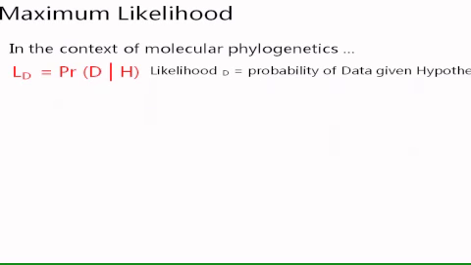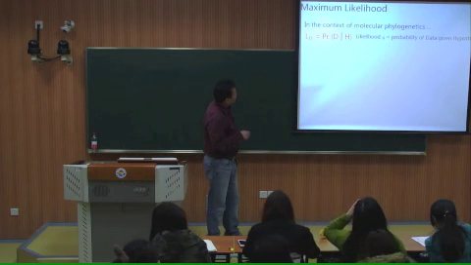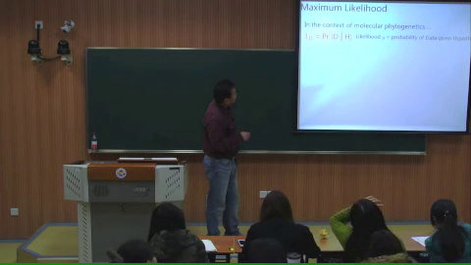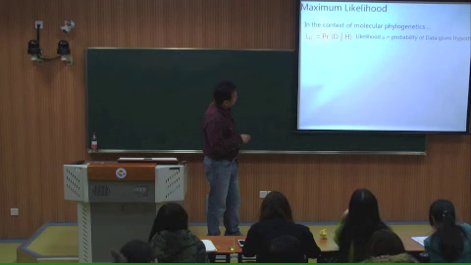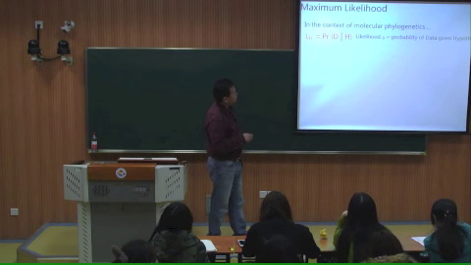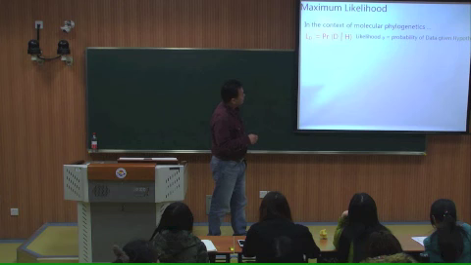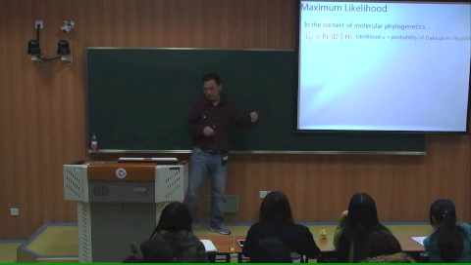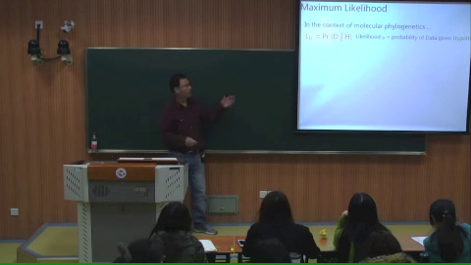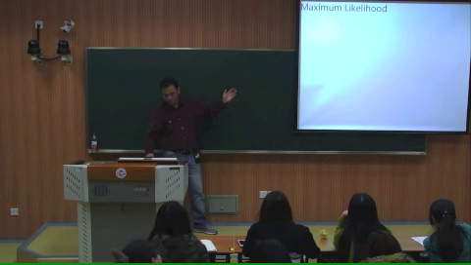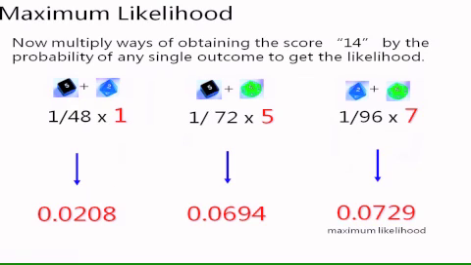Now let's take a look in the context of the phylogeny. We will need to calculate the likelihood, which is the probability of the data given the hypothesis, given the model. So we observe the data given the model. It's the same as that example.